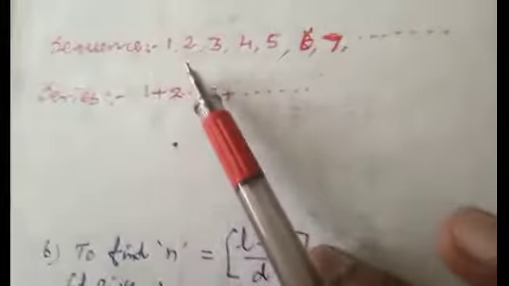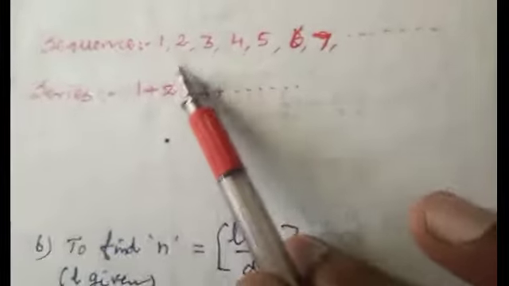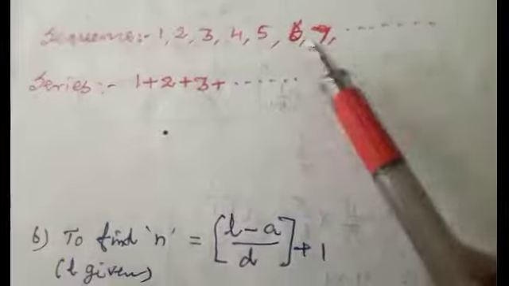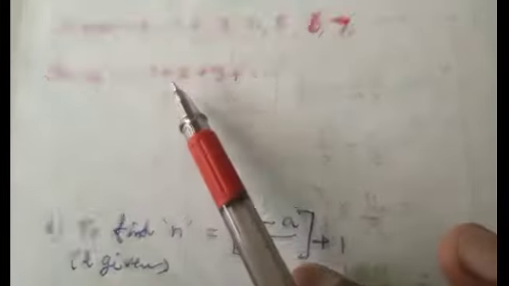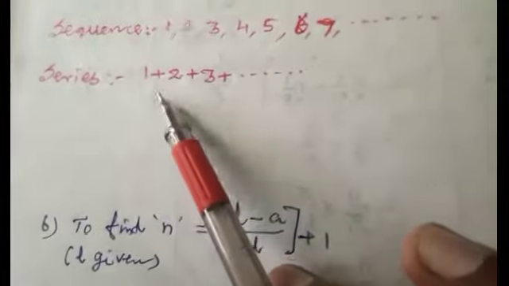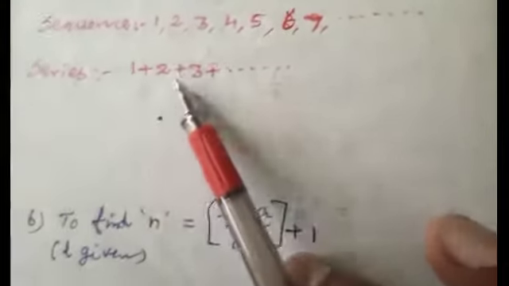Basically there are two things we know. One is a sequence, the other one is a series. Sequence means the numbers are separated by commas. When they are split by commas, that is known as a sequence. Series means the numbers are separated with plus or minus, like 1 plus 2 plus 3 plus, that is called a series.